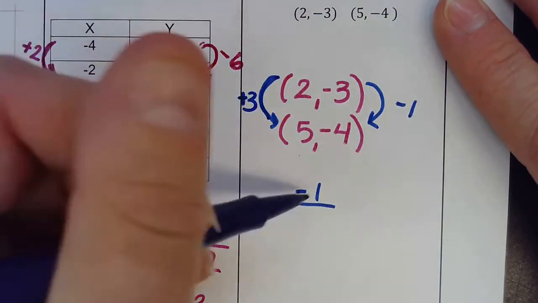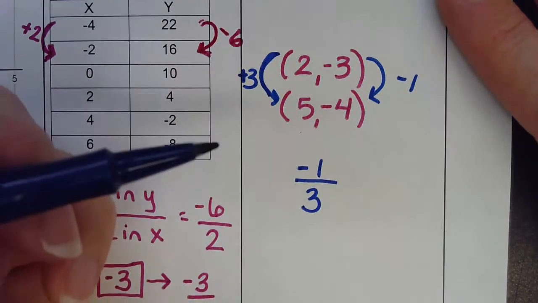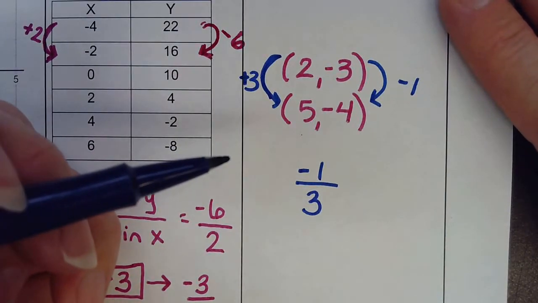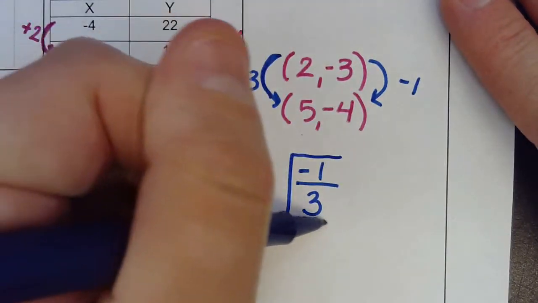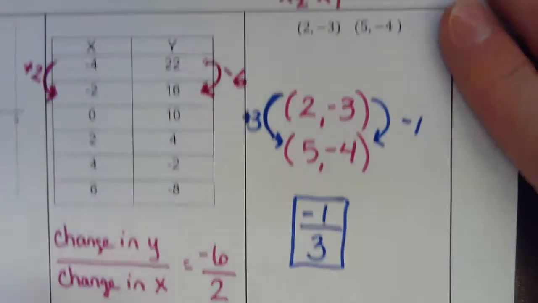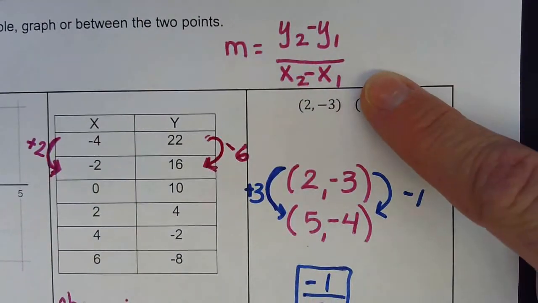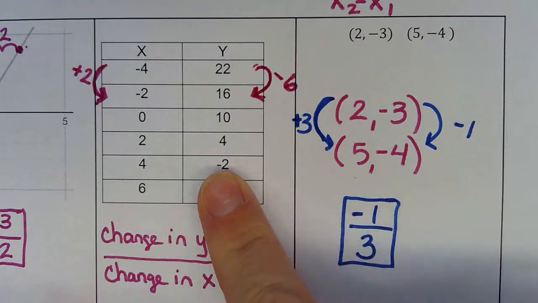+3. So -1 over 3. And that cannot be reduced anymore. So that would be my slope. So instead of plugging into the slope formula, you can do the exact same thing that you did with the tables. Do you see that?